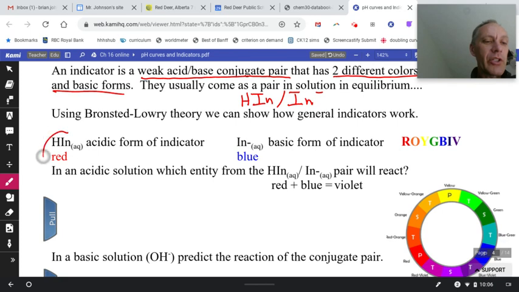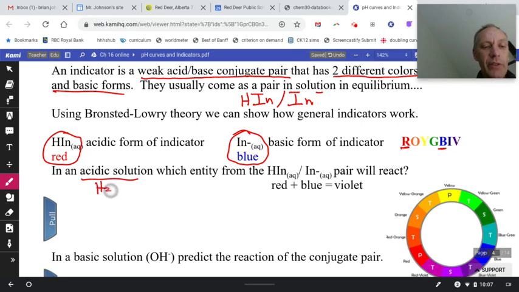So we're going to say that HIn is red and that In minus is blue, our acidic form and our basic form. So red and blue with intermediate colors. Okay, in an acidic solution, so we're going to say it's a strong acid, H3O plus, which of the indicator pair would react? The acidic red or the basic blue? So Bronsted-Lowry says our strongest acid will go after our strongest base, which would be the basic form, which is blue.